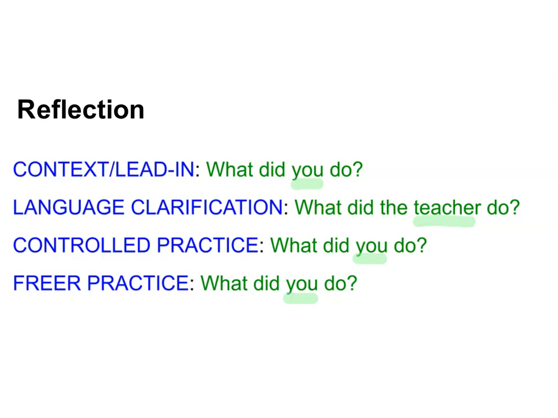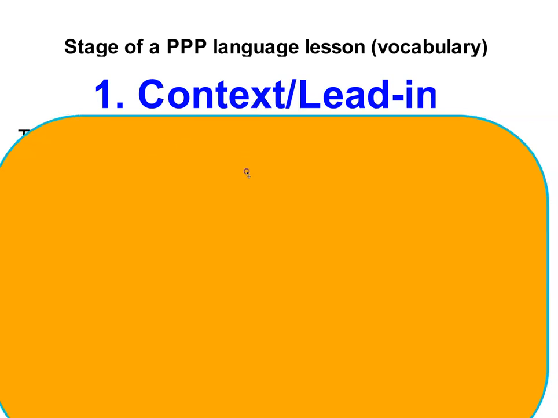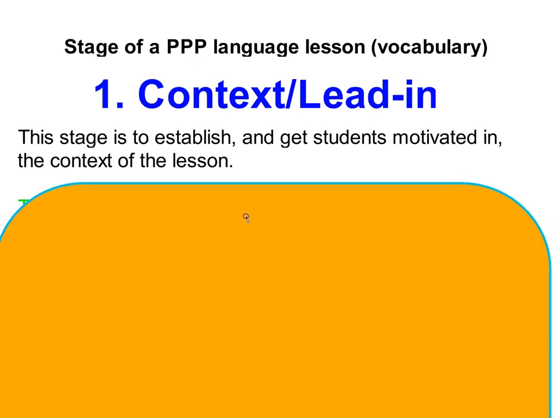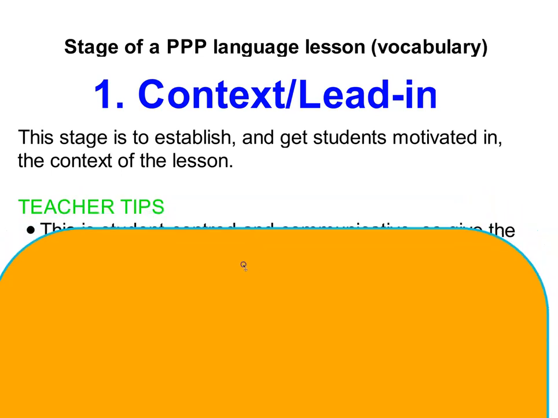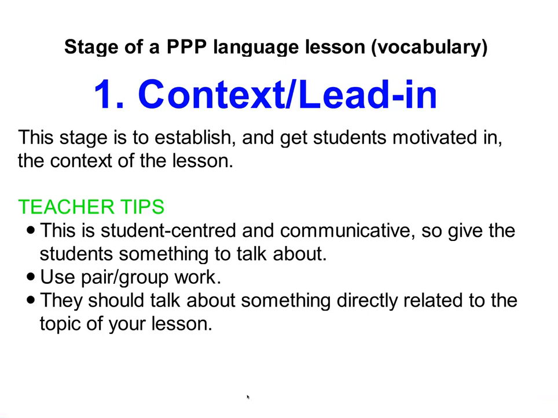Now, you don't need to stop there because this is a 90-minute session. So what you could help the teachers with, what you could remind them of, is what happens in the context. Okay, so why we do it, to establish and to get students motivated in the context of the lesson, and give them some teacher tips. All right? So just remember that teachers will really need this. They'll need a breakdown of the stage, and they'll need to know why we do it. This is the theory.